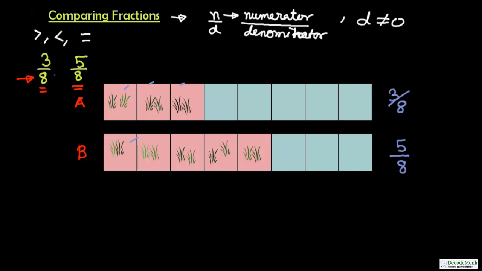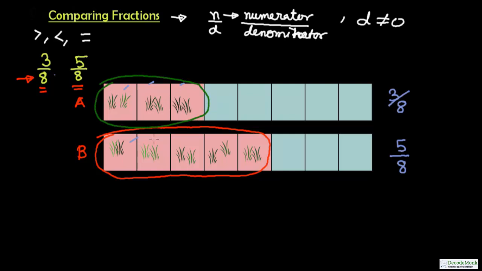You can see from the figure that this particular portion represents 5 upon 8, and 3 upon 8 is represented by this much portion. Just by seeing this, you can visualize that this portion of 5 upon 8 is greater than this portion representing 3 by 8. So you can easily say that 5 upon 8 is greater than 3 upon 8.